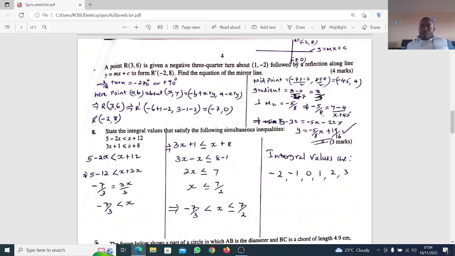Now we find the equation of the mirror line using the midpoint as the point it passes through. So -5/8 equals (y - 4)/(x - -4.5), which is x + 4.5. Cross multiplying, it is 8 times y, that is 8y - 32, equals -5x - 22.5.